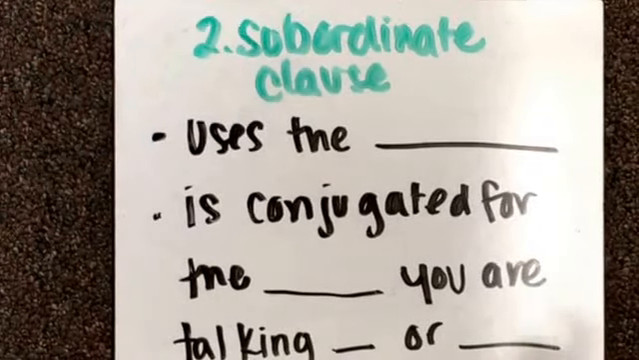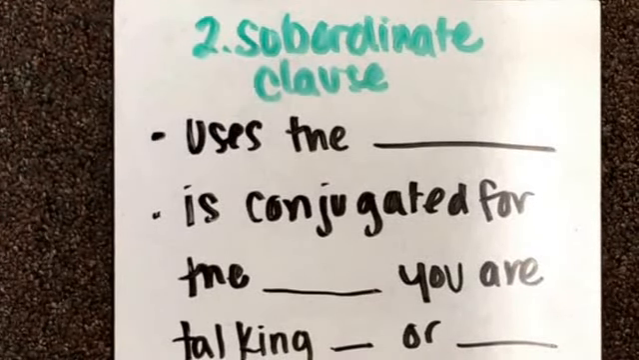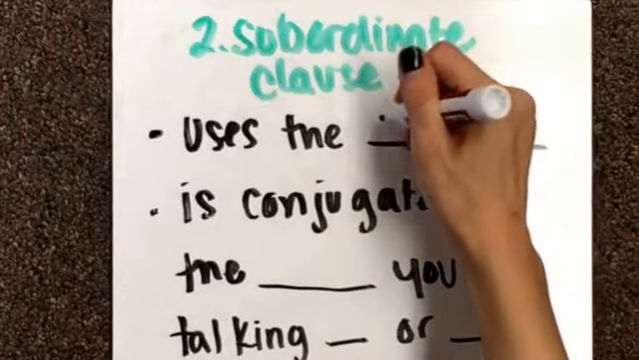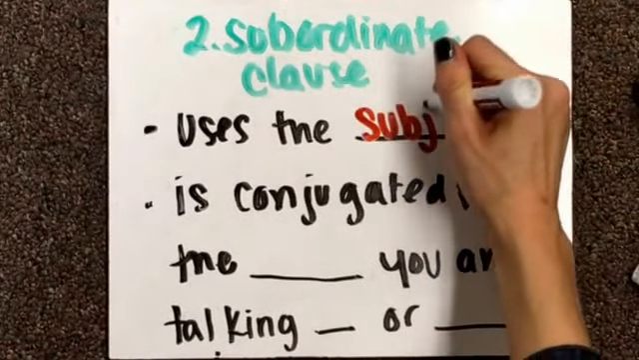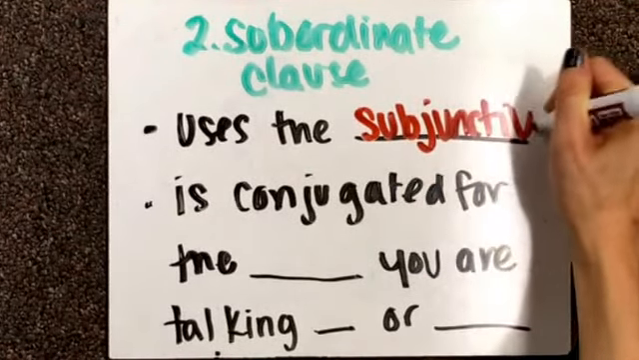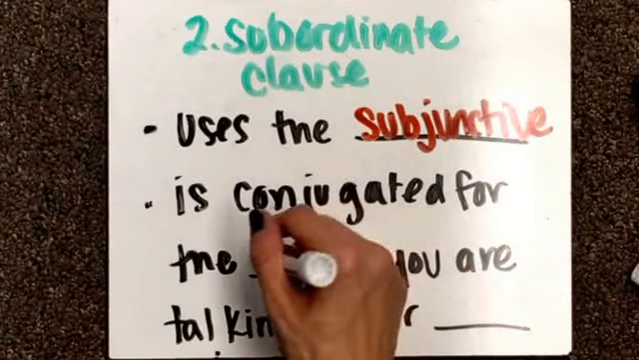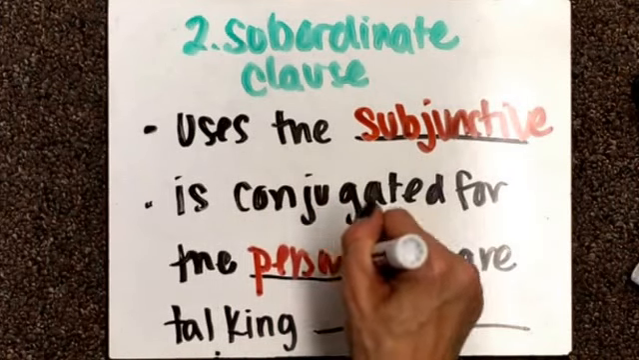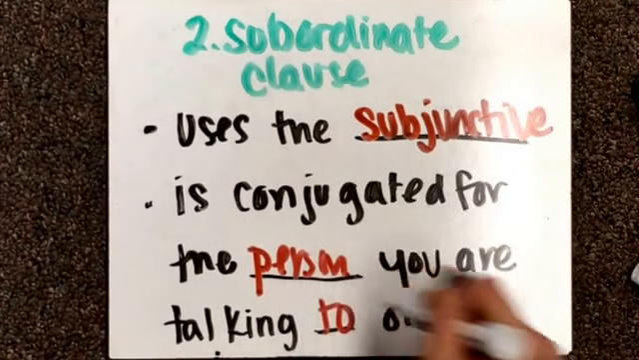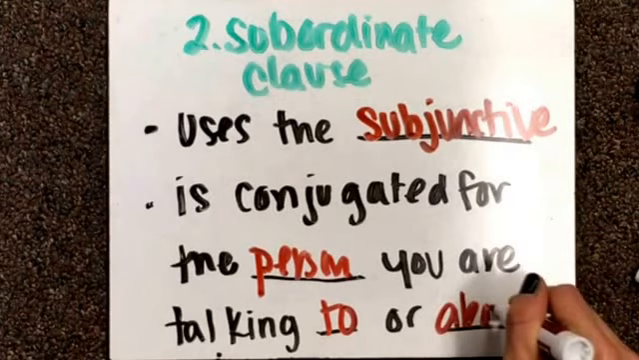The second part of the sentence, the subordinate clause, uses the subjunctive form of the verb. And we're going to talk about how to form the subjunctive in a moment. The subjunctive is conjugated for the person you are talking to or about.